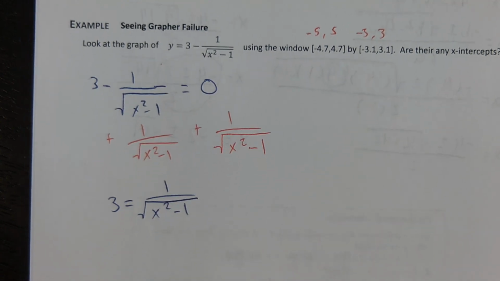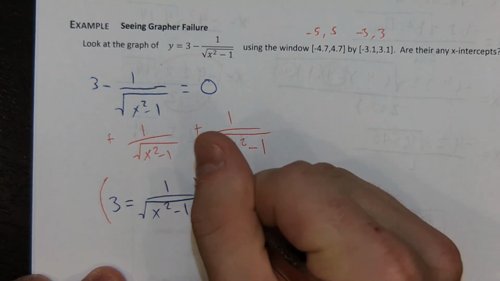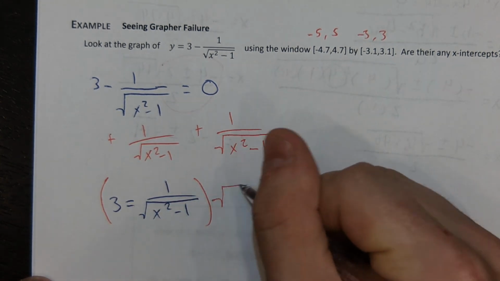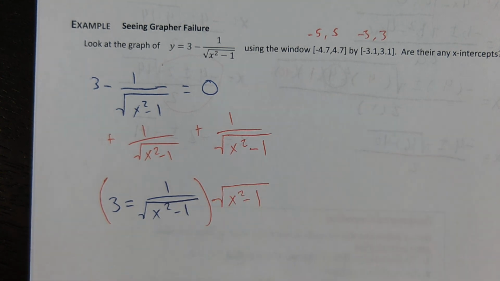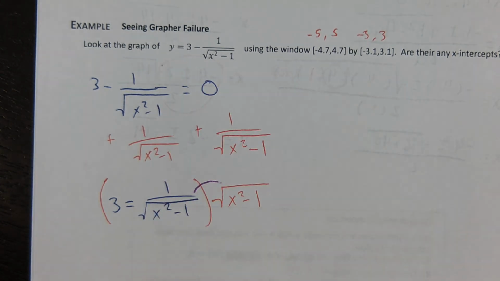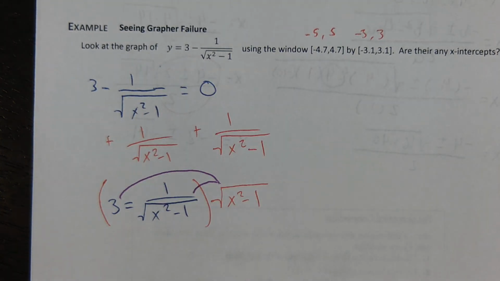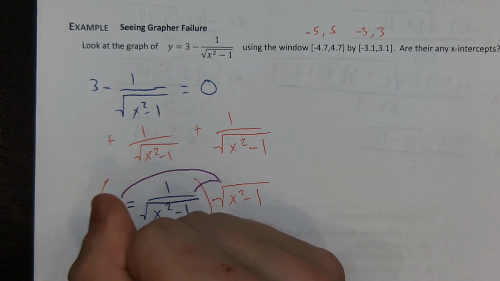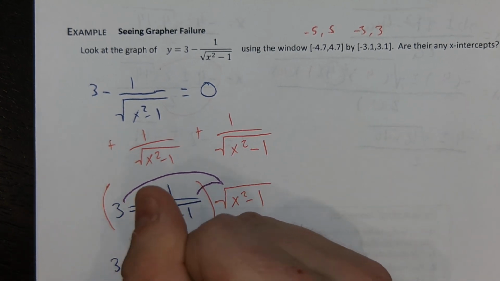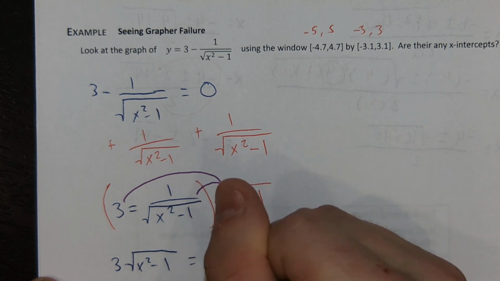There. And, oh, I know how much everybody loves fractions. Psych. So what are you going to do? You're going to multiply both sides by the denominator. That makes fractions go away. So we'll multiply both sides of this equation by the square root of x squared minus 1. What that's going to do on the right side is cancel out. But on the left side, eek, we've got something ugly. 3 root x squared minus 1 equals 1.